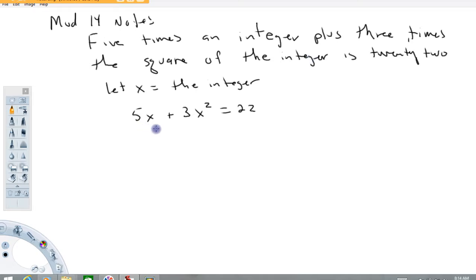Well, let's see. Noticing that it's quadratic, why don't we rearrange it? 3x squared plus 5x. And what we do with the 22 here depends on how we're going to try to solve it. I'm going to think about maybe factoring or quadratic formula, which means we want a 0 over here, so we're going to have to move that to the left.